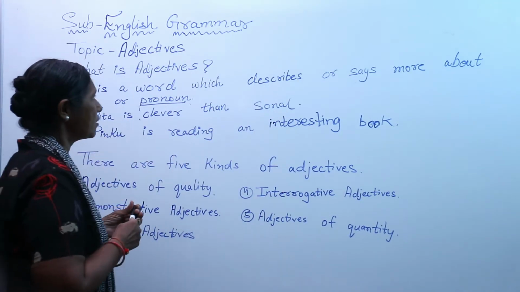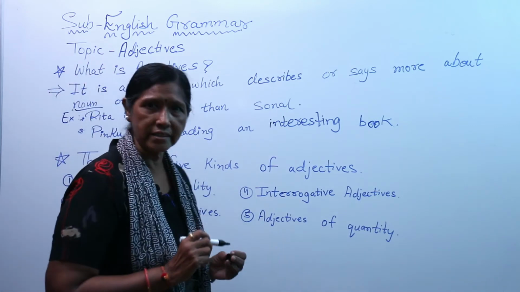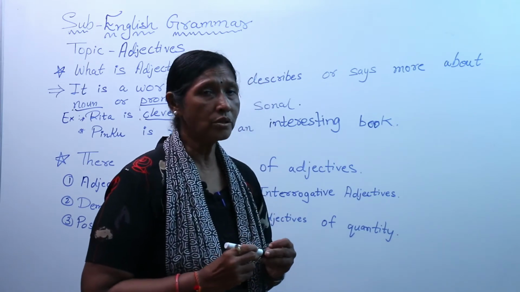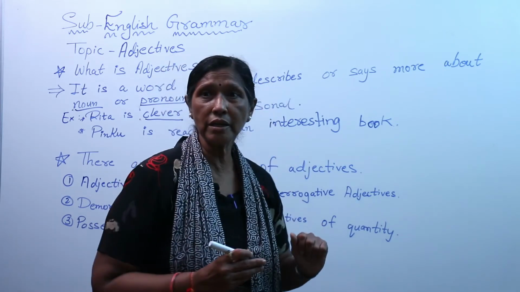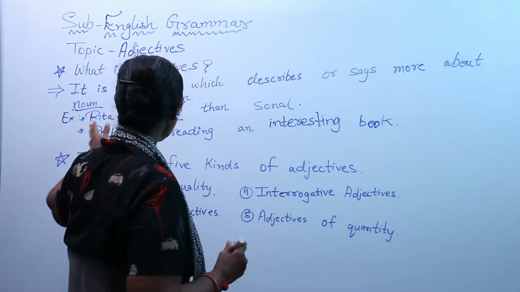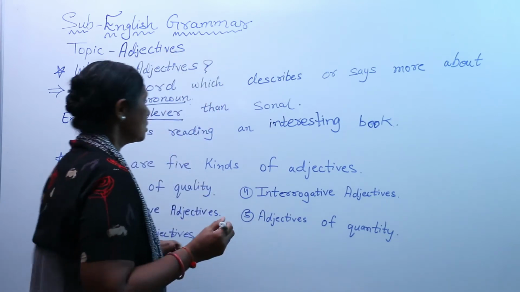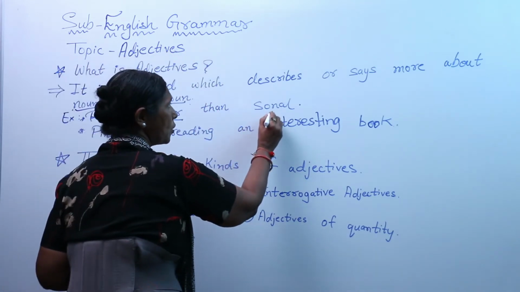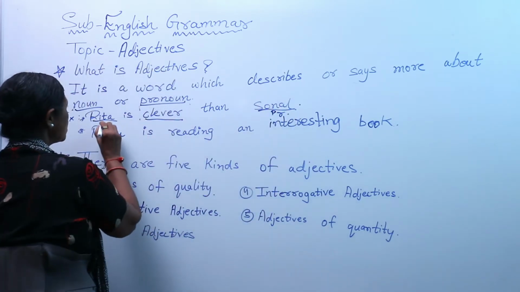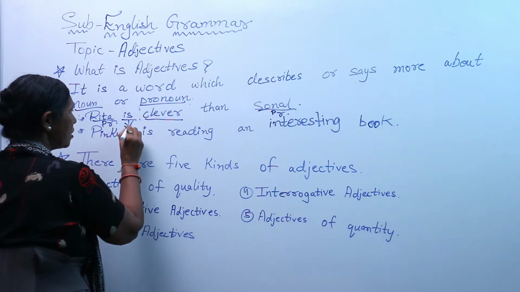Rita is clever than Sonal. Here clever is what? Clever is adjective. Who is clever than Sonal? Rita. So we are describing Rita with the word clever. So Rita is clever than Sonal. Sonal is also a pronoun. Rita is also pronoun. Is is a helping verb.